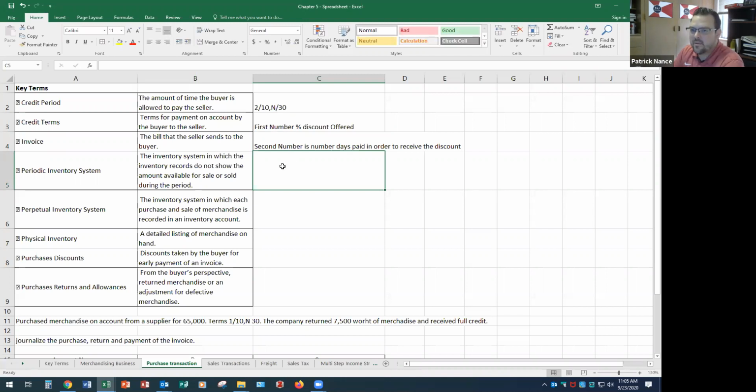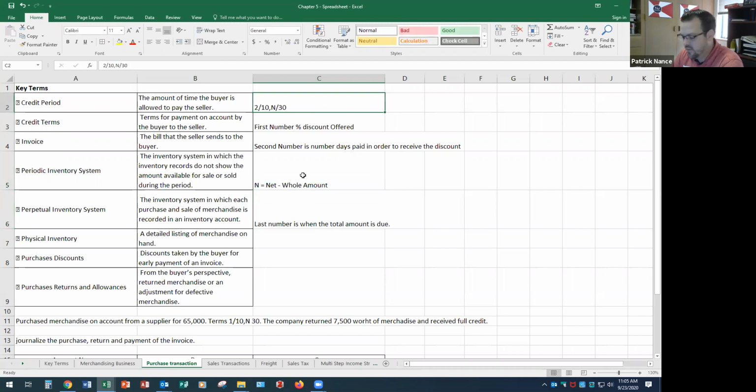N generally means net, which means the whole thing. Okay, you've got to pay the whole thing. So N is just the net or the whole amount. And then the last number is when the total amount is due. So in this case, if we buy this and we pay for it within 10 days, we get a 2% discount. If we don't, we have 30 days to pay the full balance.